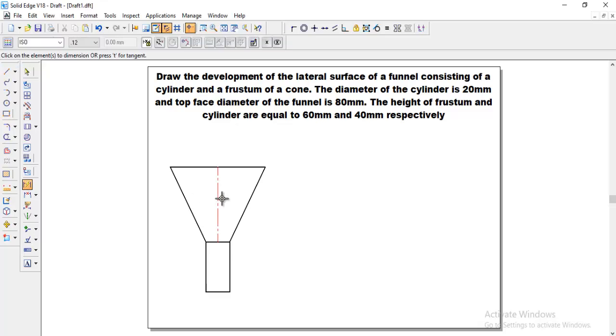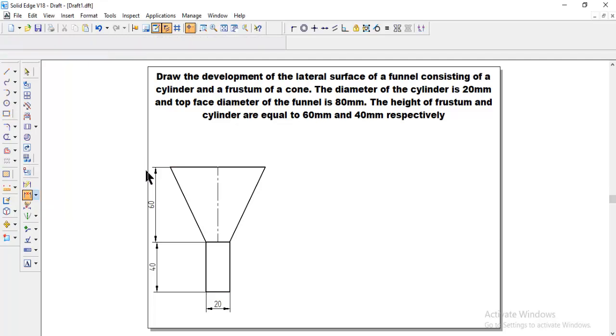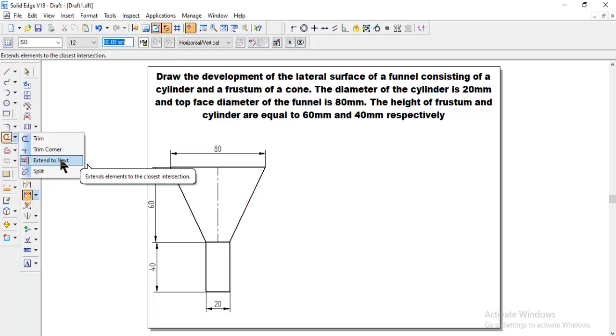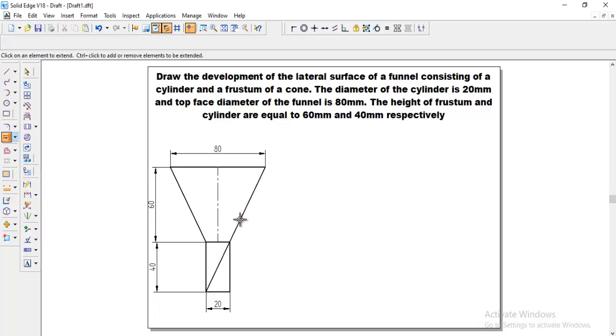You can show these dimensions. The height is 60 and this side height is 40. This diameter is 20, and this one is a total of 80. By using this, we need to do the development. To do the development, we need the total length of the funnel's lateral side. To get that, we can use the option extend to next. You can just extend these two lines to where they intersect. So we will get the total length of this one.